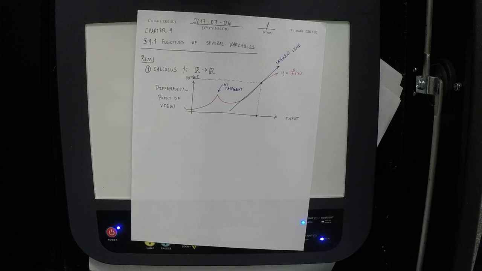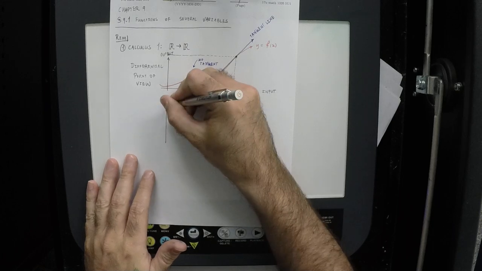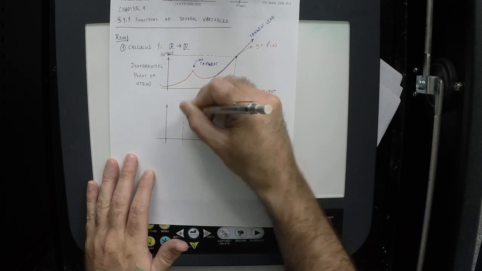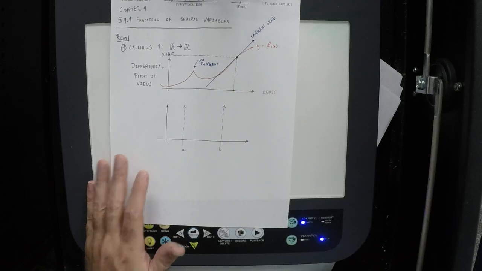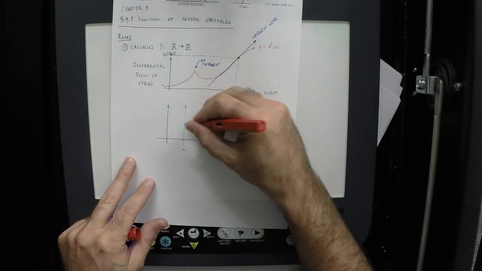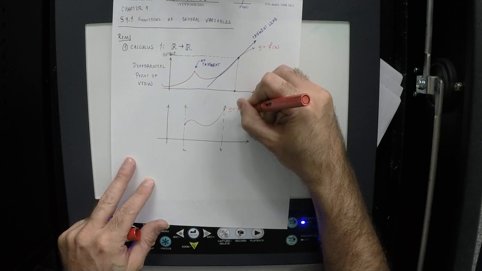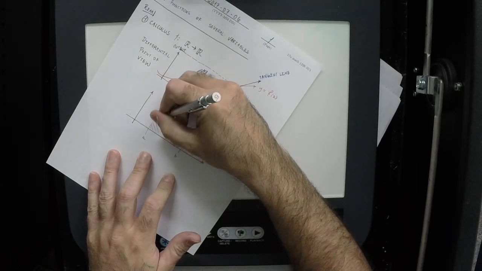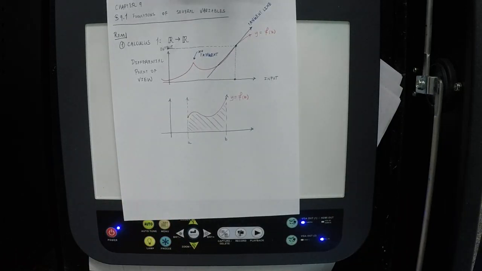Any question about that? Okay, the other point of view in calculus is that you're going to take a function and now you've got some domain A to B, and this again is function y is f of x. And the other question you want to address is, well, how much area is in here? How much area is in there?